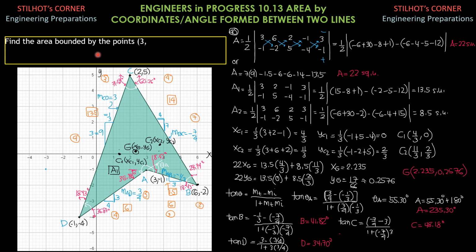Find the area bounded by the points (3, -1), (-1, -4), (2, 5), and (6, -2). Also locate the centroid and determine the vertex angles. Take note that the area to be used is 1/2.